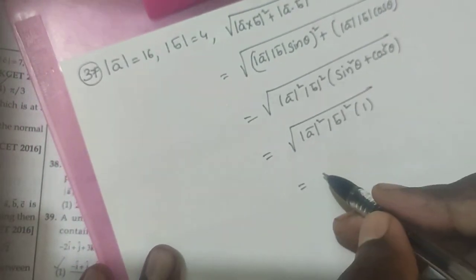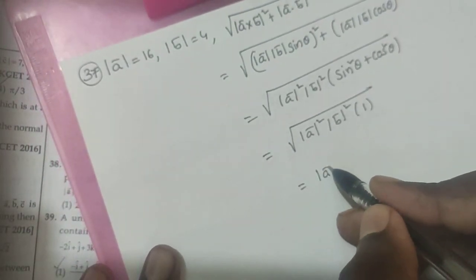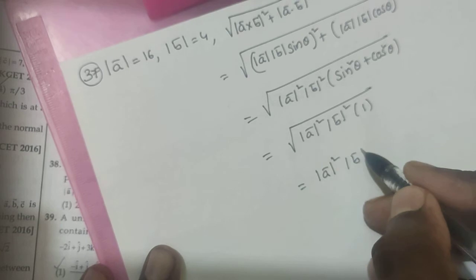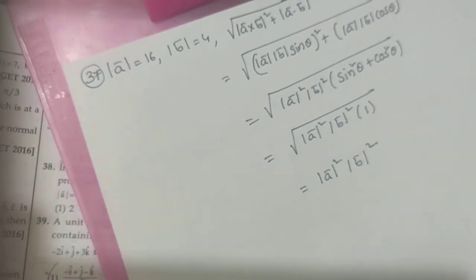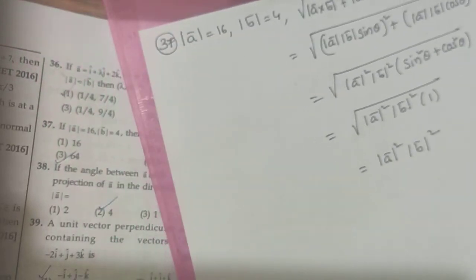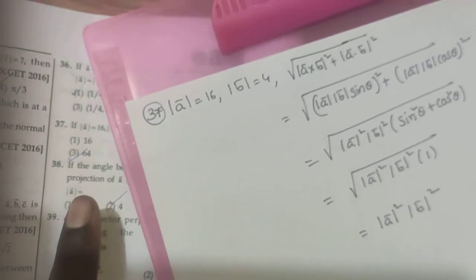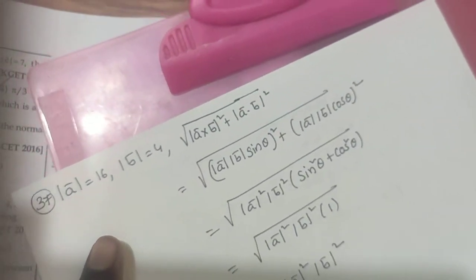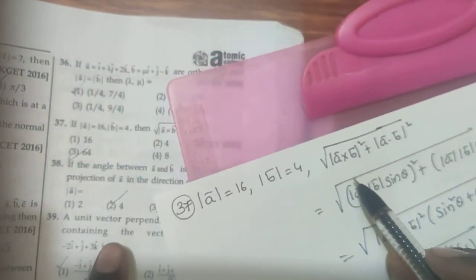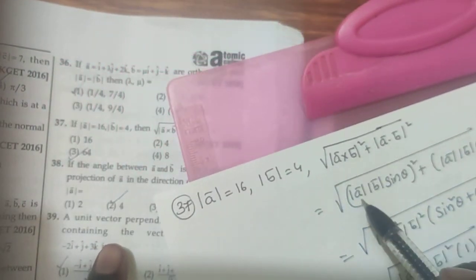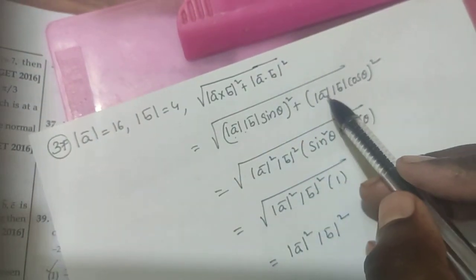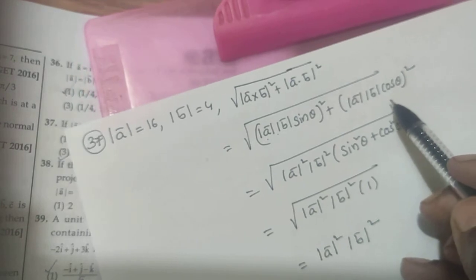Square and root get cancelled. Then what will we get? Mod a square mod b square. Then already we know mod a and mod b. Because here actually mod of a bar plus b bar whole square is mod a mod b sin theta whole square. Here the dot product is given, that's why mod a mod b cos theta whole square.